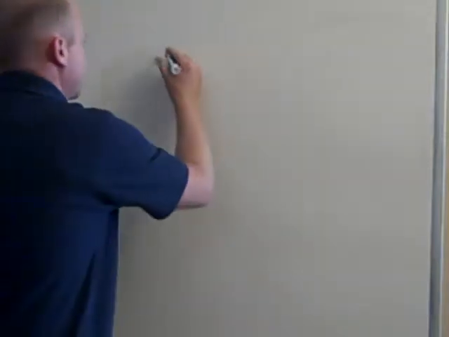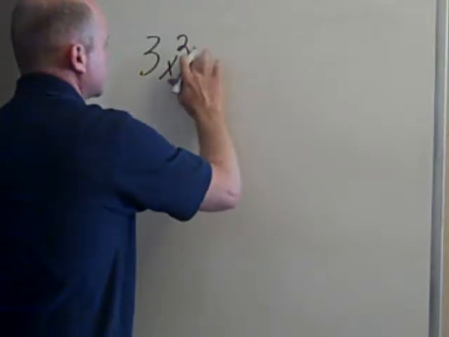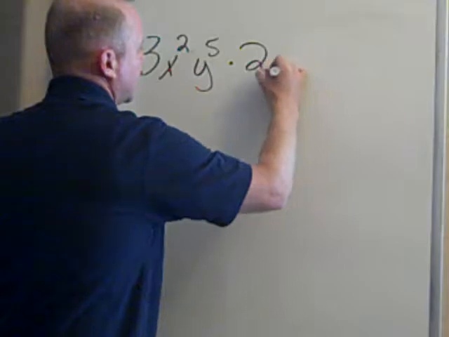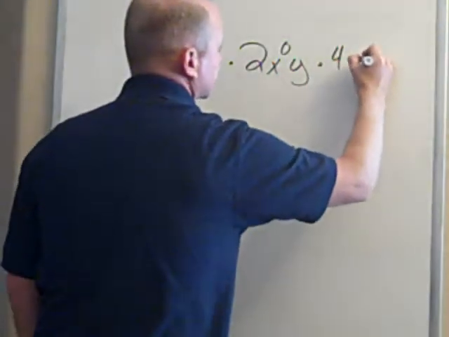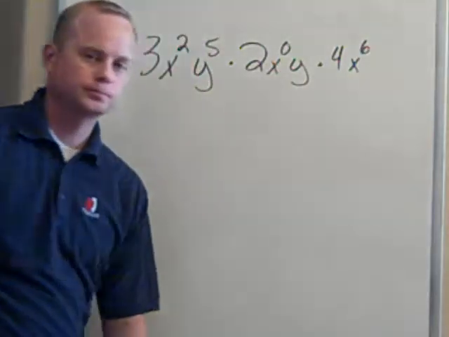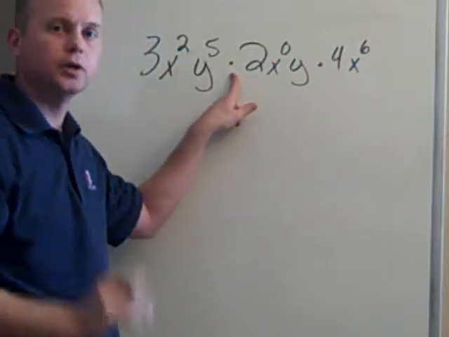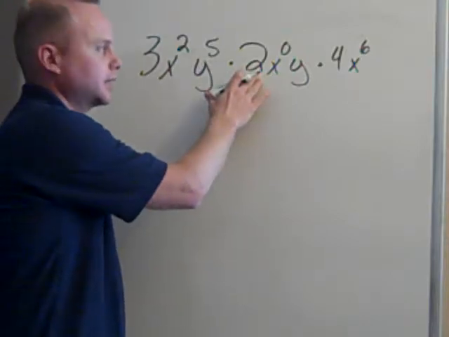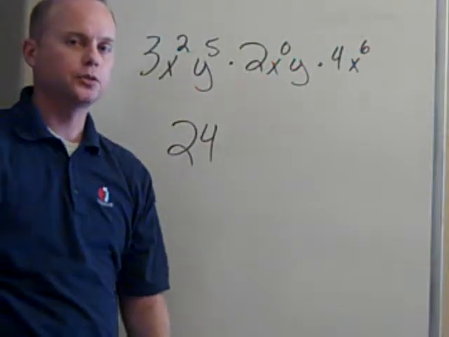All right, now let's try one more, just a little bit more complicated than that one. 3x squared y to the 5th times 2x to the 0 y times 4x to the 6th. Okay, now, all these have coefficients, and this is multiplication, so we're going to multiply all of our coefficients. This is 3 times 2, which is 6, times 4 would give me 24. I know that my coefficient on this one is going to be 24.